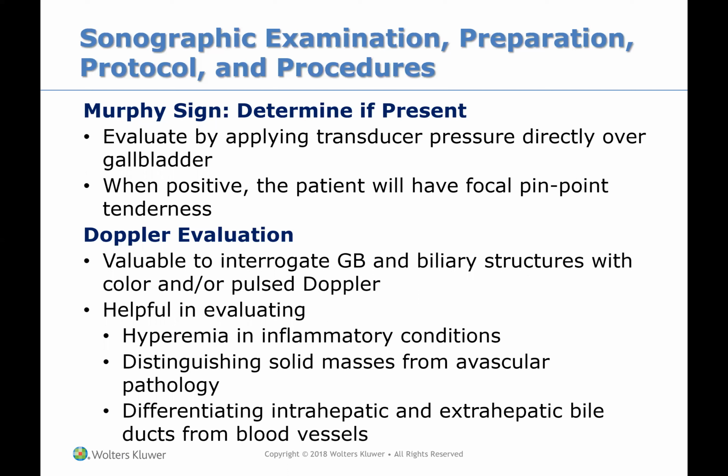Murphy's sign is determined if present. Evaluate by applying transducer pressure directly over the gallbladder. If a patient is in pain during that time, it's called a positive Murphy's sign, and it's focal pinpoint tenderness. So if you're doing an ultrasound on a gallbladder and you can see some stones and you press and they're like, oh my gosh, that hurts so bad right there, that's what we call a positive Murphy sign. And that can help us determine if the gallbladder is inflamed or there's some kind of infection like cholecystitis.